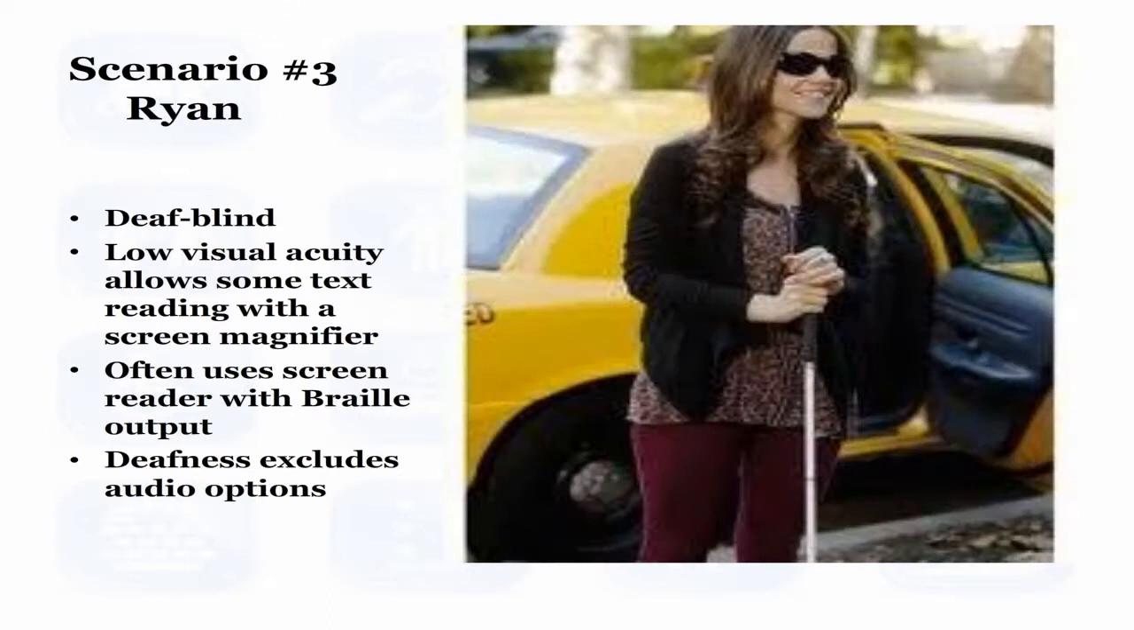Our third scenario is Ryan, a student with deaf blindness. Specifically, she has low vision and is deaf. She uses a screen magnifier to enlarge text to a font size that she can read. When screen magnification is not sufficient, she also uses a screen reader. On the next screen, you're going to be asked to list some considerations that would need to be taken into account for a user such as Ryan.